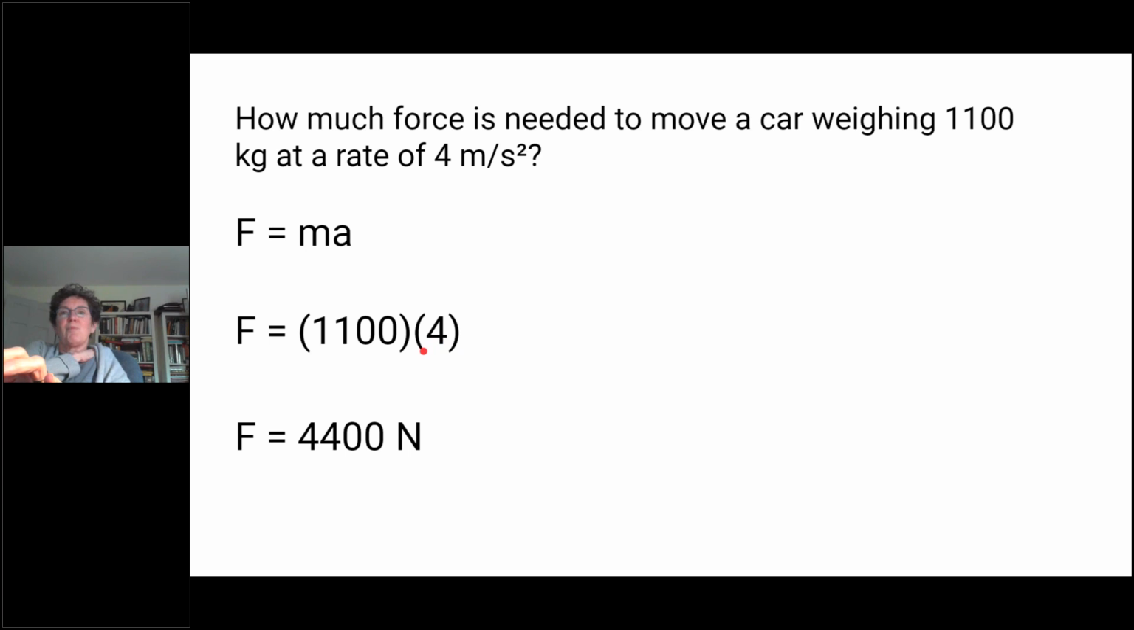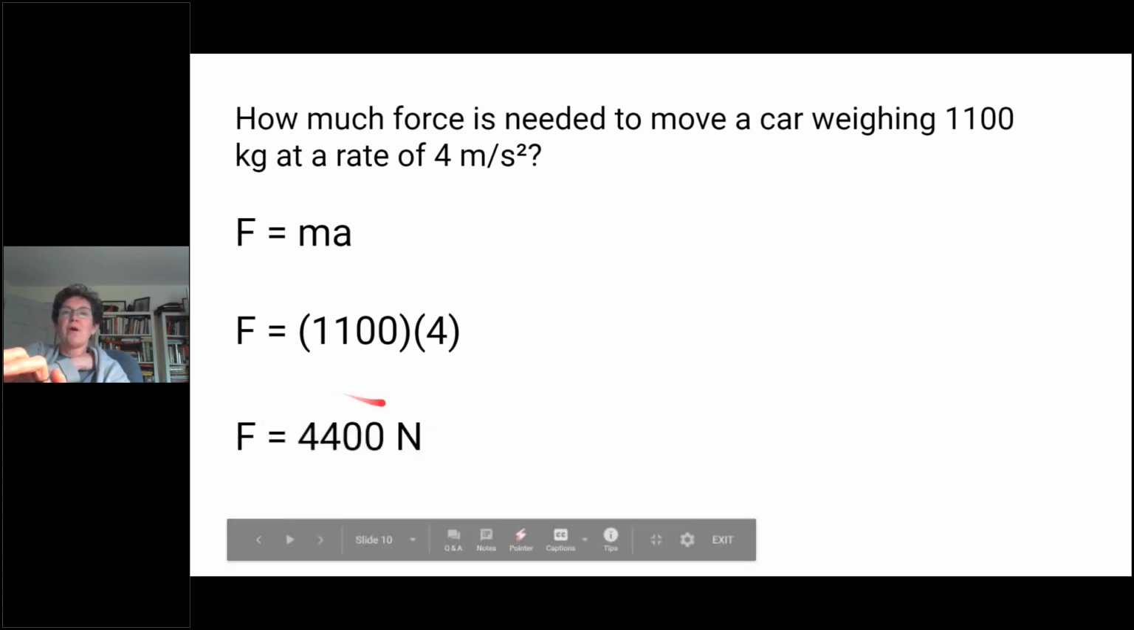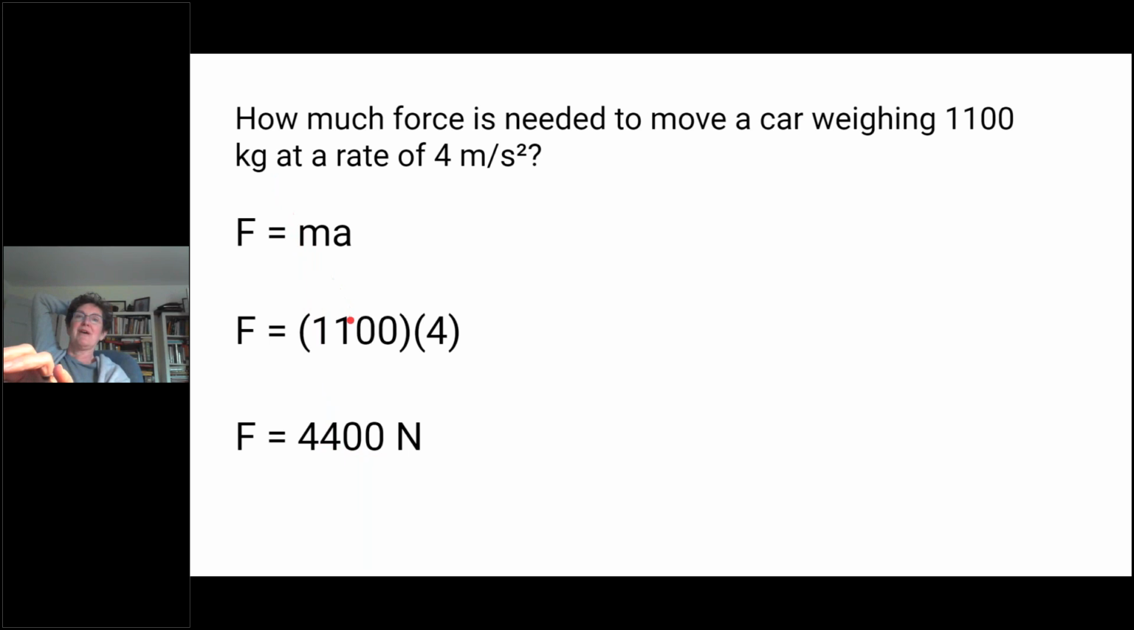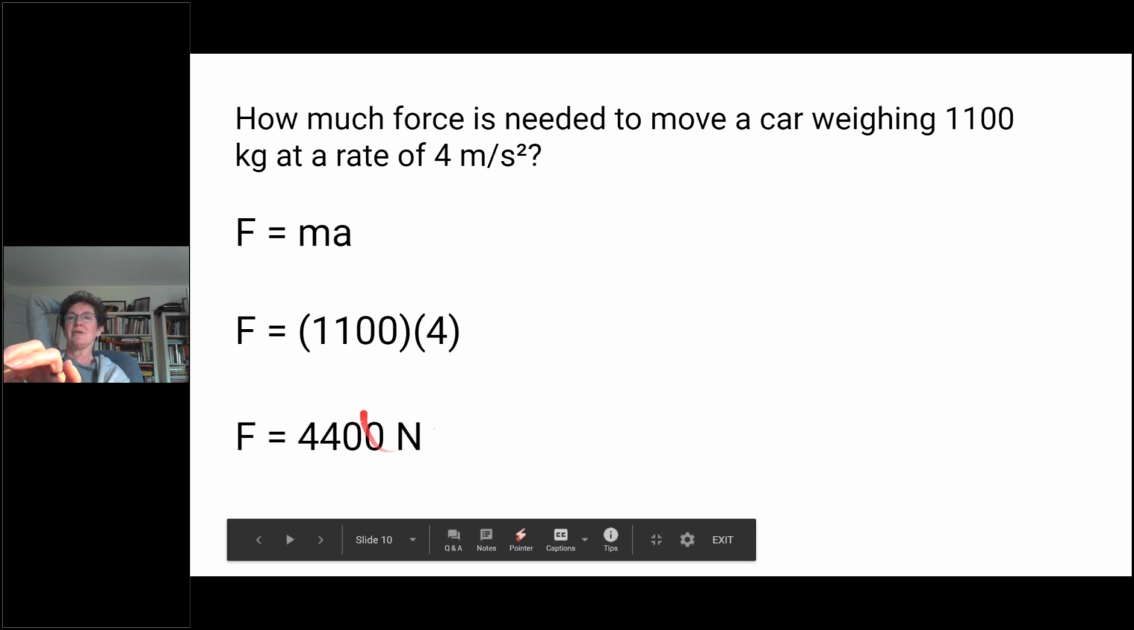We multiply 1,100 times 4, and the answer is 4,400 newtons. And that makes sense because we have just multiplied kilograms times meters per second squared. And that's the unit of a newton. Easy peasy.